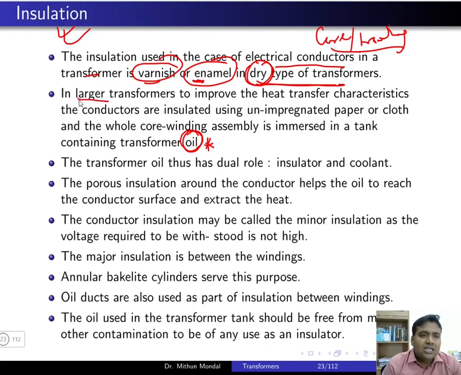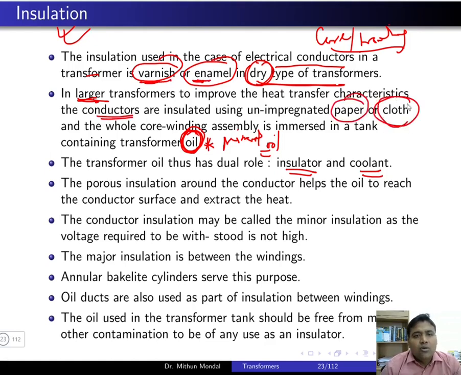However, for a large transformer, the insulation requirement is increasing and cooling requirement is also increasing. So the tank is generally filled with transformer oil, which is basically mineral oil. So this mineral oil has two properties. One is insulator and another is coolant. So the oil will function for insulation purposes and also for cooling purposes. So here, instead of using varnish and enamel, the conductor will be insulated with paper or cloth, and the whole winding will be dipped in the oil.